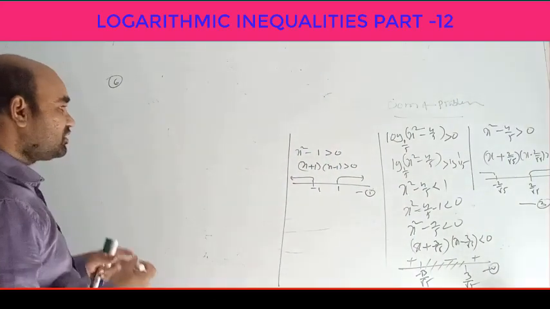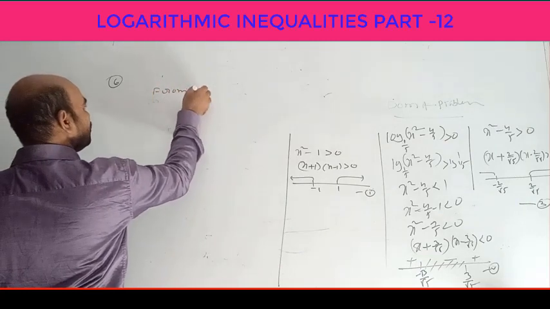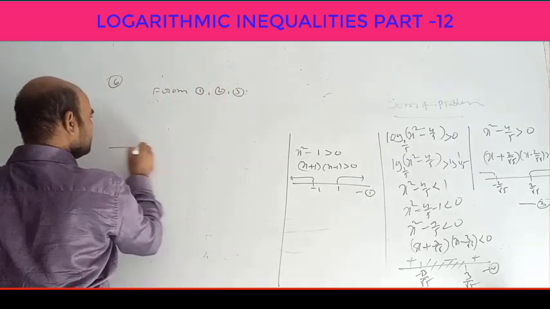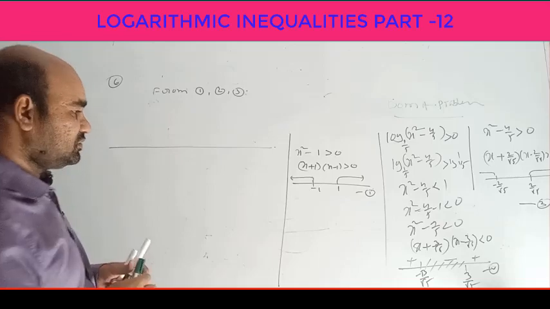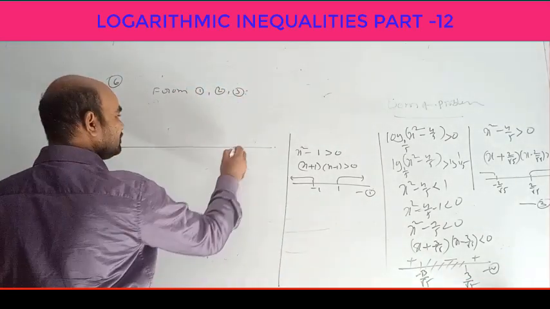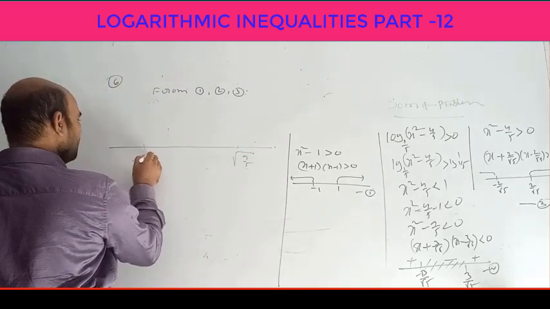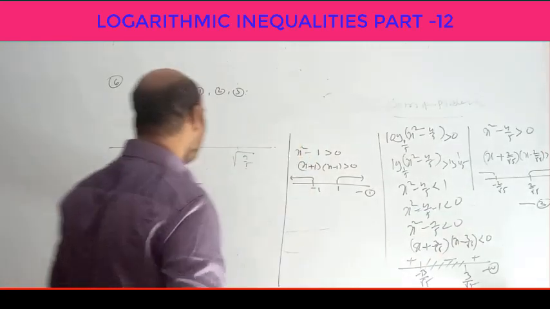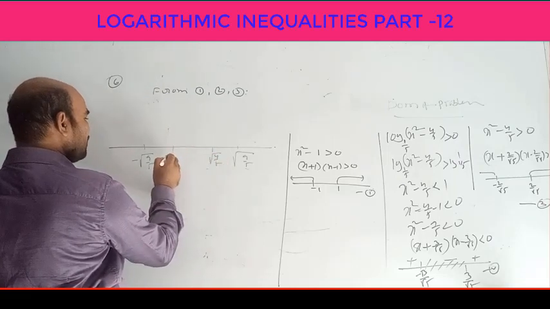Okay students, observe here, from 1, 2 and 3, the number line. Okay, what is this? Root 9 by 5, root 9 by 5. One is minus root 9 by 5. What is this? Root 4 by 5, root 4 by 5, somewhere here. Root 4 by 5, minus root 4 by 5.